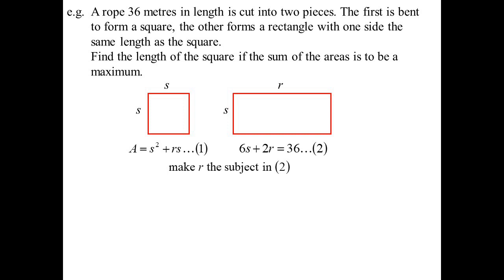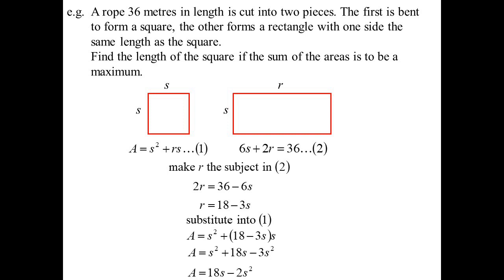It makes more sense to make R the subject. So let's do that. So R is 18 minus 3S. Substitute it into the other one. And, well, let's make it look neater. There we go. We've got a quadratic, basically. Now, of course, at this stage, I don't actually need to use calculus if I recognise that's a parabola. Because if it's a parabola, then I know the maximum is going to be at the vertex. I could use my quadratic theory if I wanted to. But for the sake of the example, let's do it with calculus.